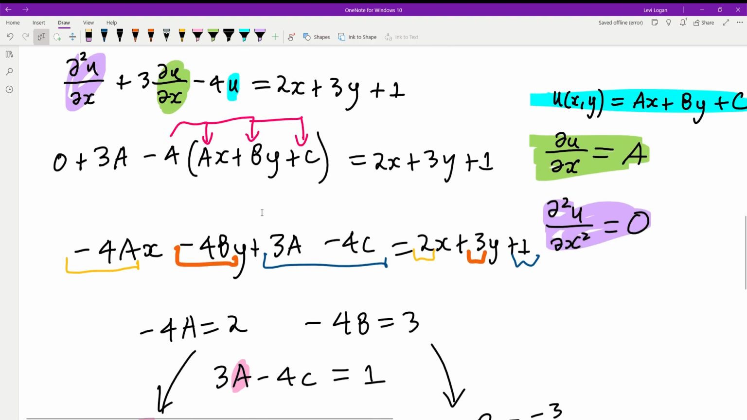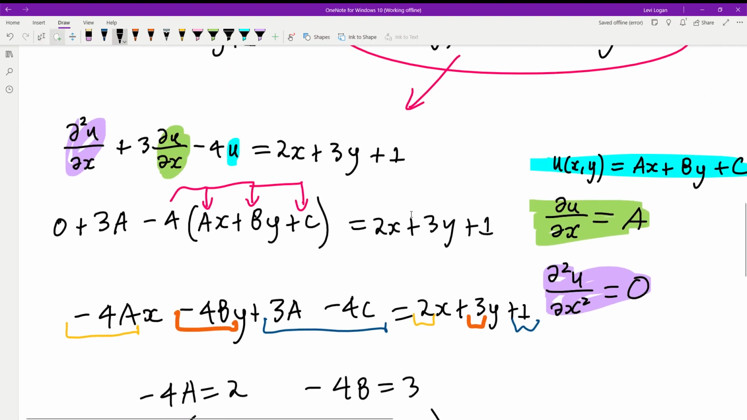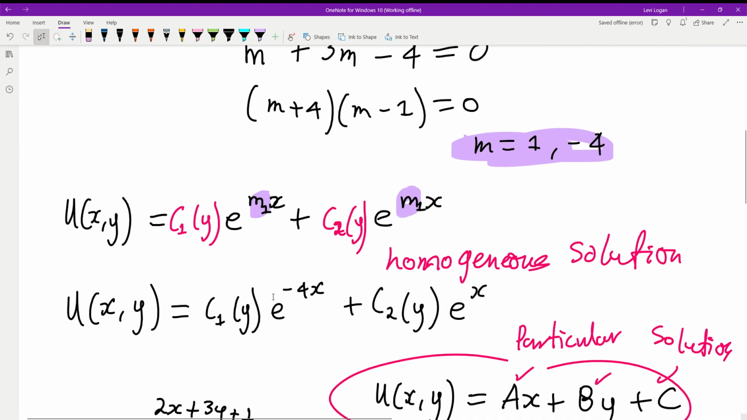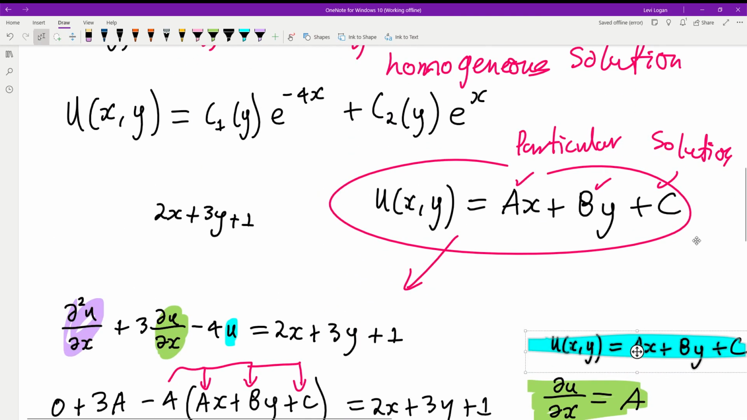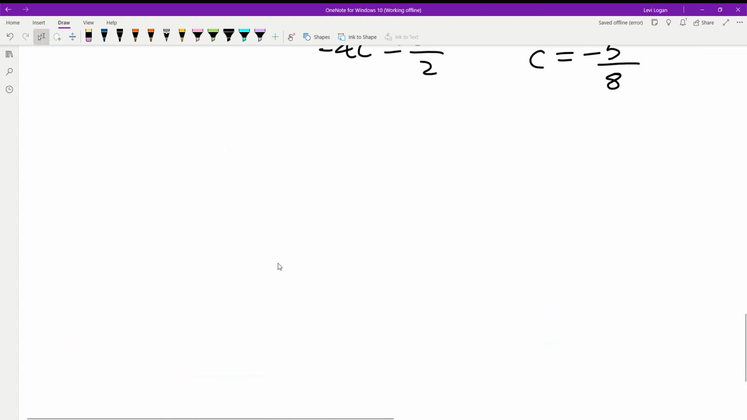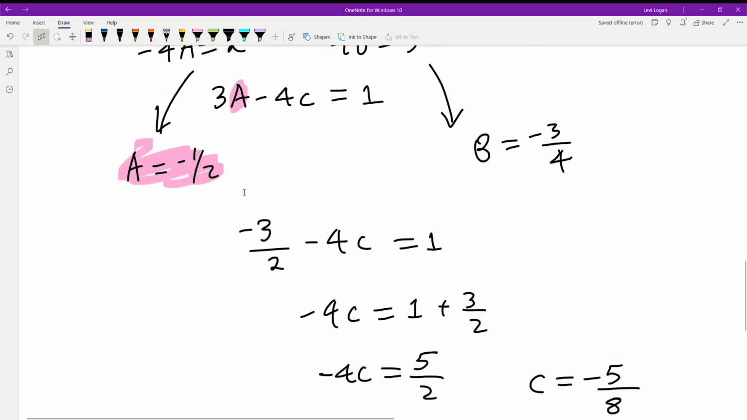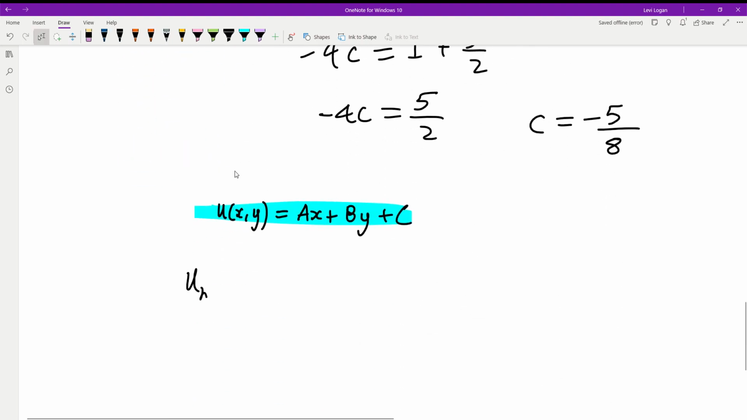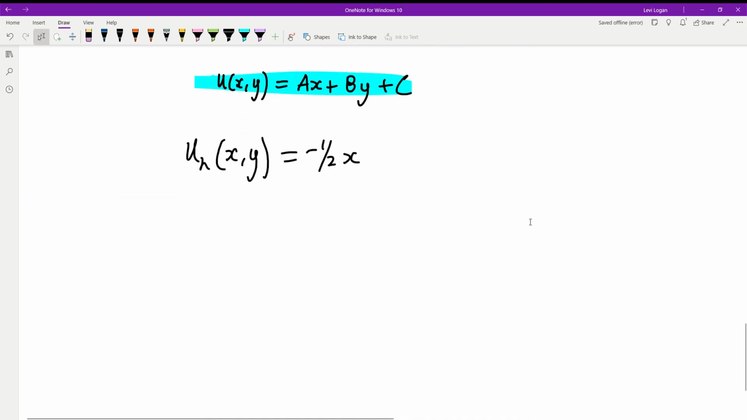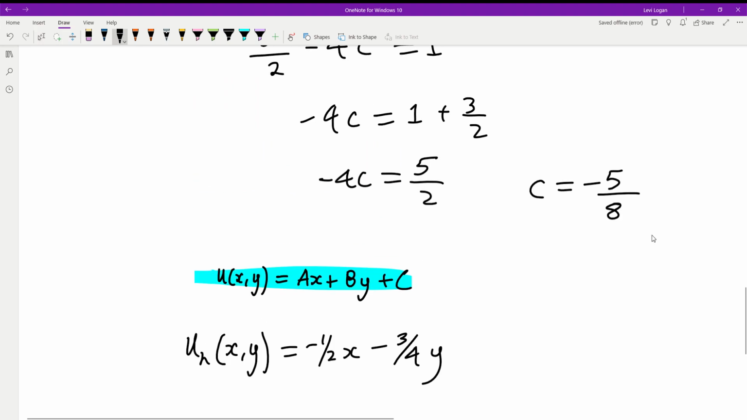Okay. So our particular solution will be taking on a structure like this: ax plus by plus c. In this case, a is negative a half, b is negative 3 on 4, and c we said was negative 5 on 8. Okay, and then that should pretty much be done.